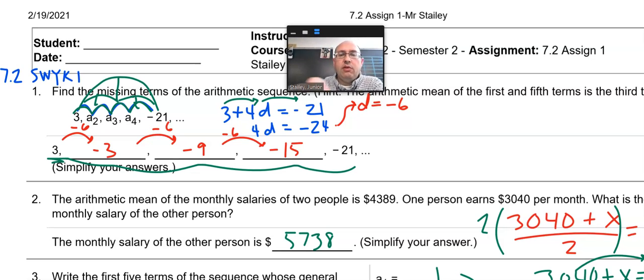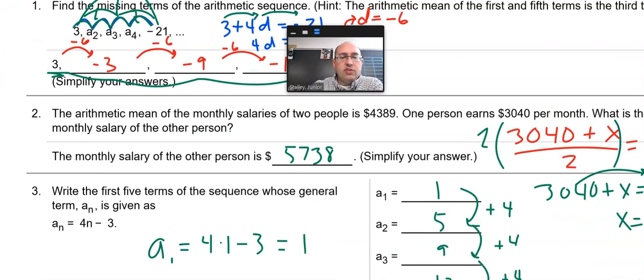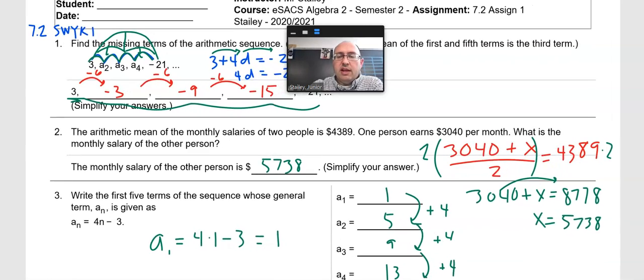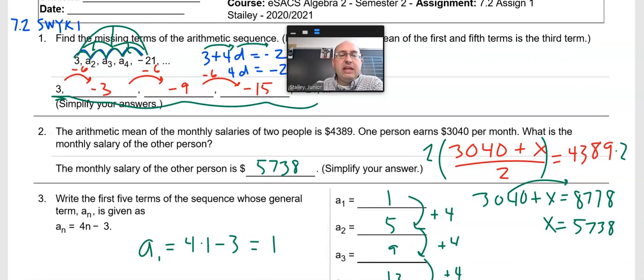Okay, moving on down the road. Question 2. Now, there are some times when it comes in handier, like this one right here. The arithmetic mean of the monthly salaries of 2 people is $4,389. One person earns $3,040 per month. What is the monthly salary of the other person?